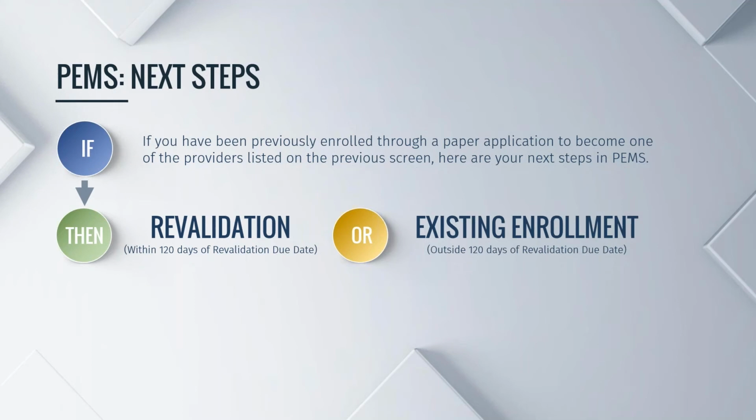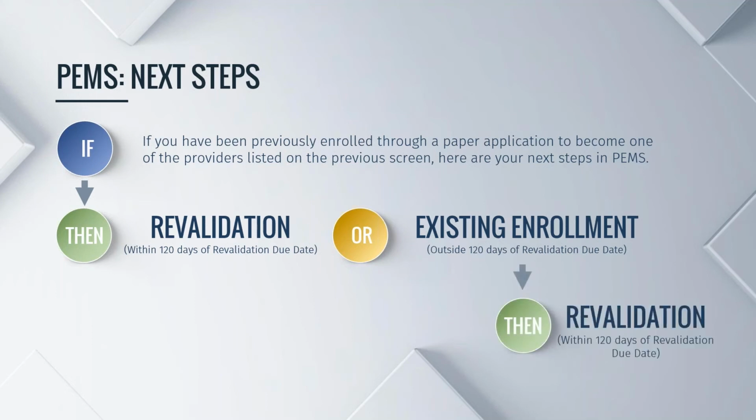If you are outside the 120 days of your revalidation due date and need to add a location, program, and/or service prior to your revalidation due date, then you will need to submit an existing enrollment request first. Submitting an existing enrollment will not change the revalidation due date. Once you've completed this, you will move forward with a revalidation during your revalidation time period. The key difference between a revalidation and an existing enrollment is dependent on when you need to make enrollment changes.